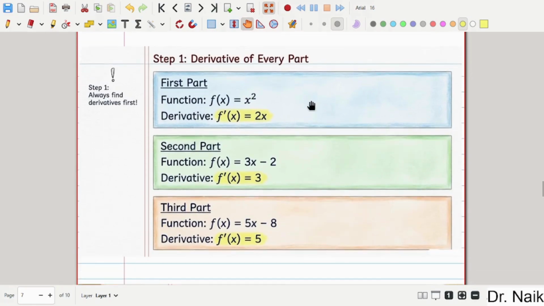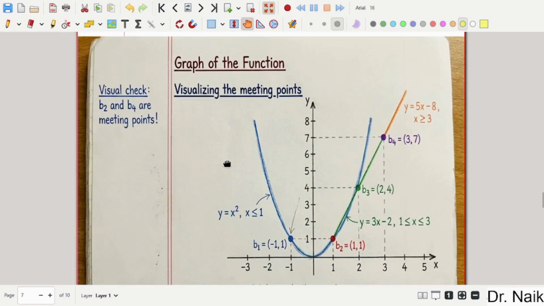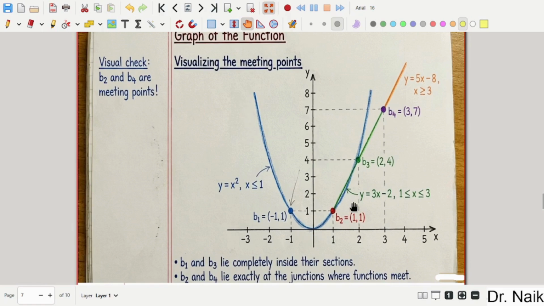So let us calculate the derivative for every part. For f of x equal to x squared, its derivative is 2x. For the second part, f of x equal to 3x minus 2, the derivative is 3. And for the third part, where f of x is equal to 5x minus 8, the derivative is 5. So this is how the graph looks.